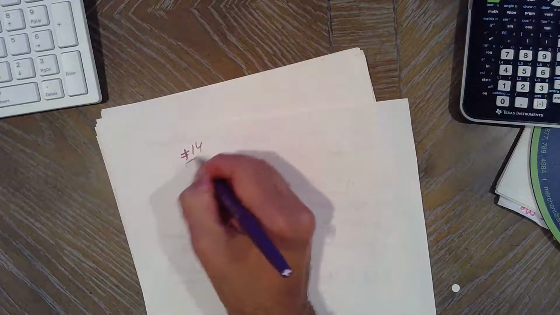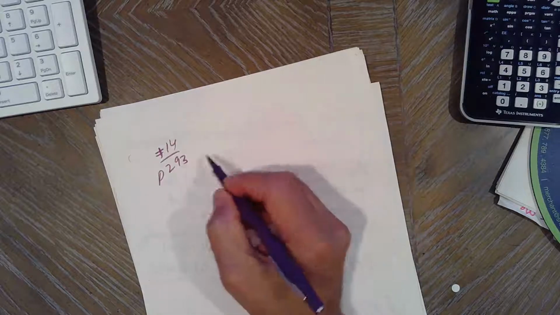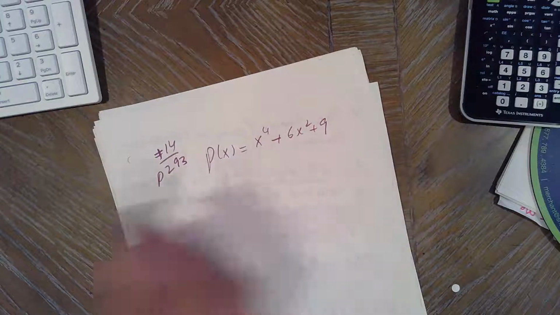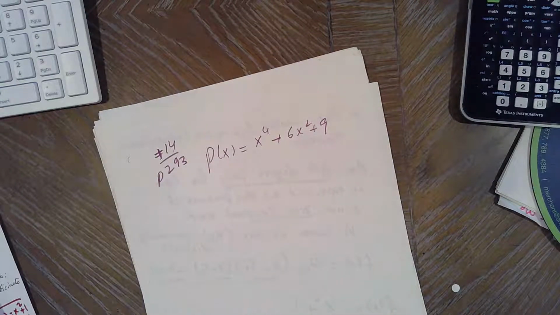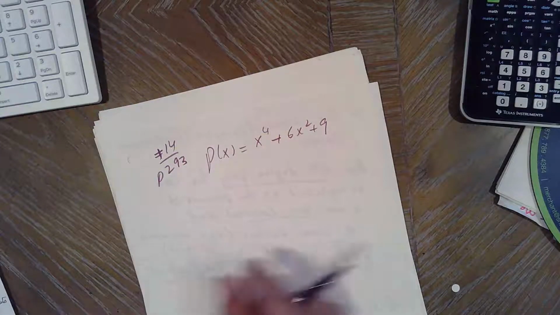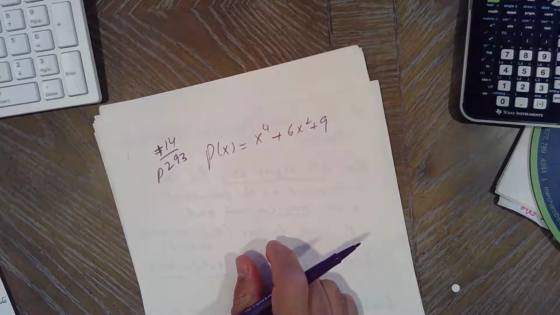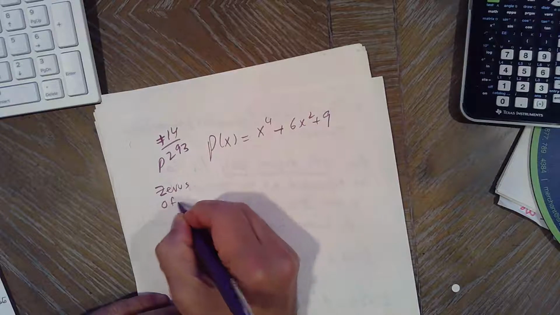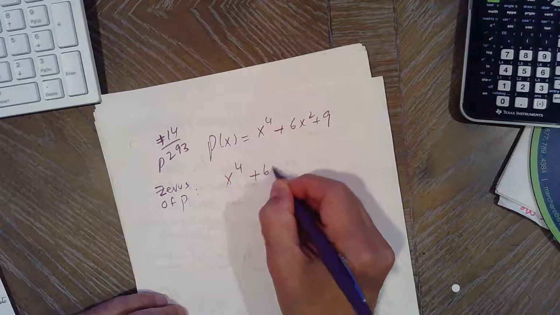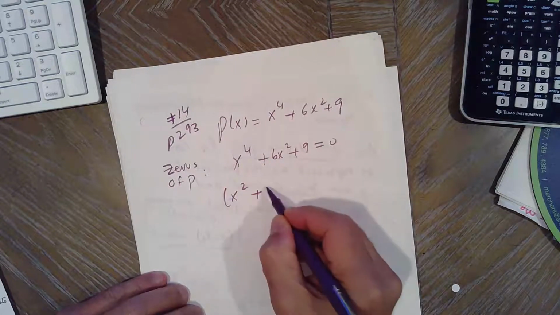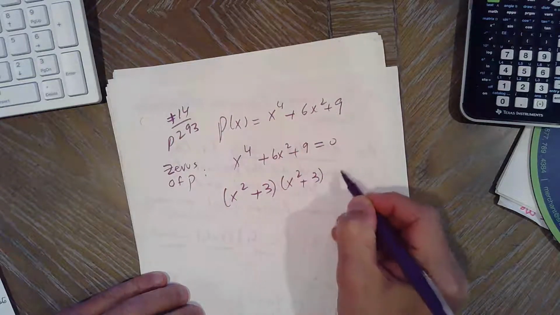Let's look at an example, number 14, page 293. We have p of x equals x to the 4 plus 6x squared plus 9. Page 293, number 14. It says a polynomial is given, find all zeros, real and complex, and then factor it completely. So to find the zeros of p, x to the 4 plus 6x squared plus 9 equals 0. This can be factored. x squared plus 3, x squared plus 3.